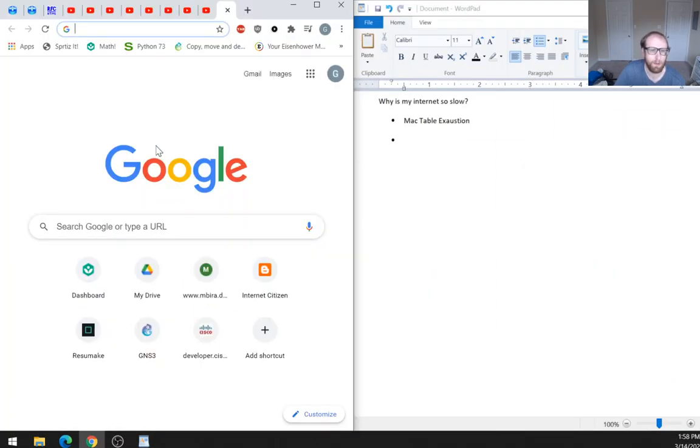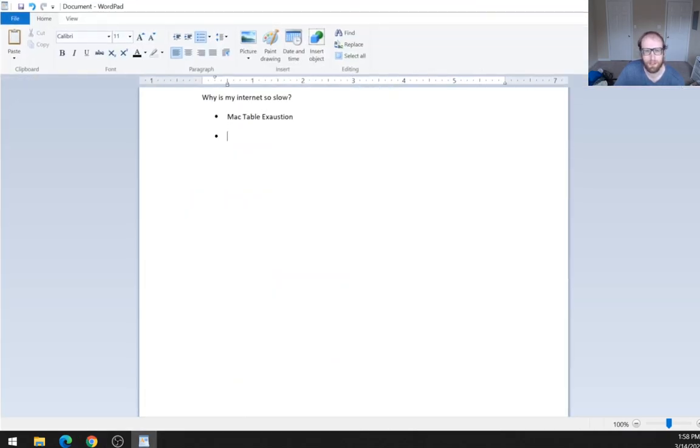Another answer could be spanning tree recalculation.